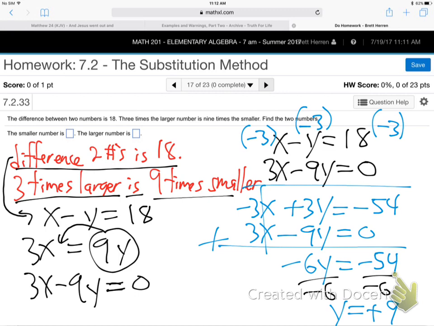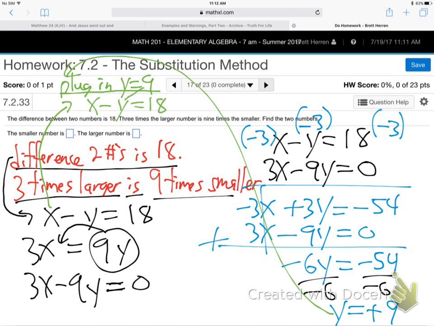Now, where do you go? You just plug in anywhere you want. So I'll just grab this, bring it up here. Plug in y is 9. I'll just grab the first equation. So x minus y is 18. Plug in the 9. X minus 9 is 18. Add the 9. X is 27. Can you read that up there? X is 27. Y is 9. The numbers are 27 and 9.